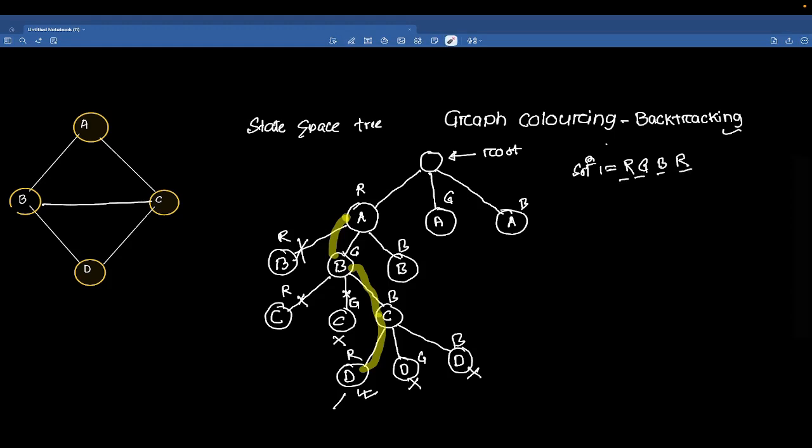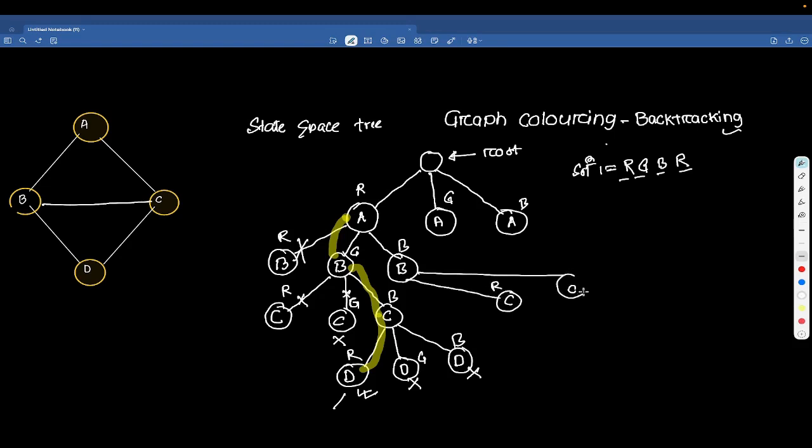Similarly, we can now explore this node because there is a node available here which has not yet been explored. So in this branch, let me draw this side. After B, we'll explore C. C can be colored as red, C can be colored as green, and C can be colored as blue. However, B and C are adjacent nodes. That is why we cannot have the same color. So this blue color is not possible for this node.